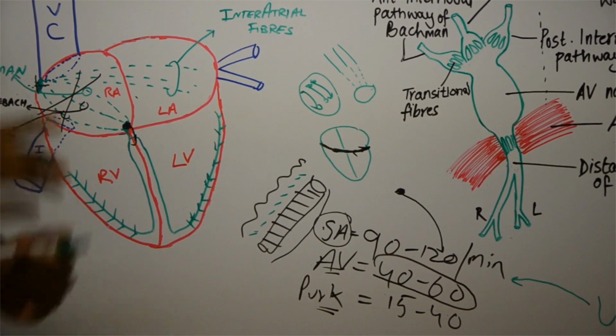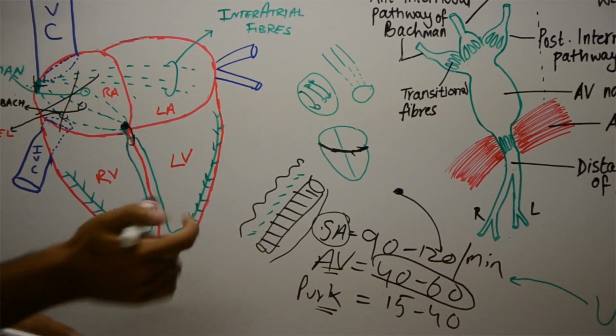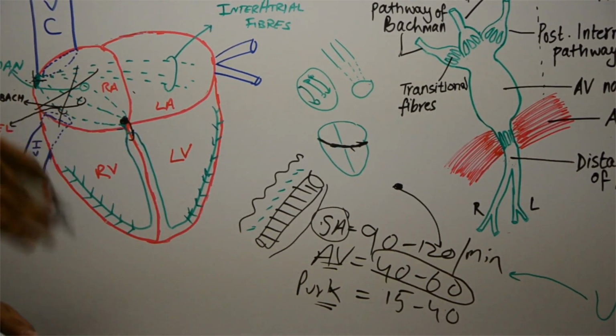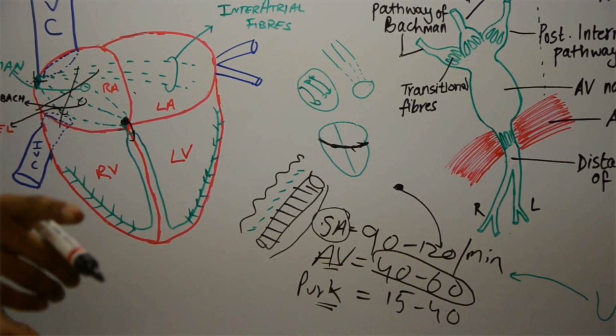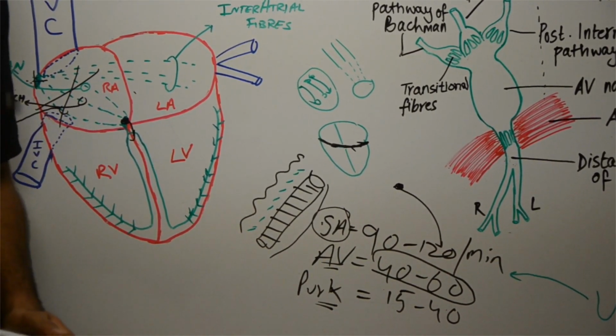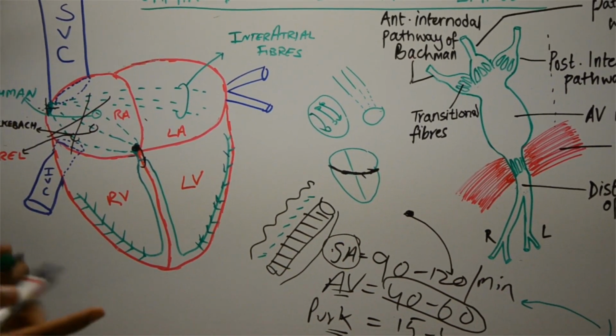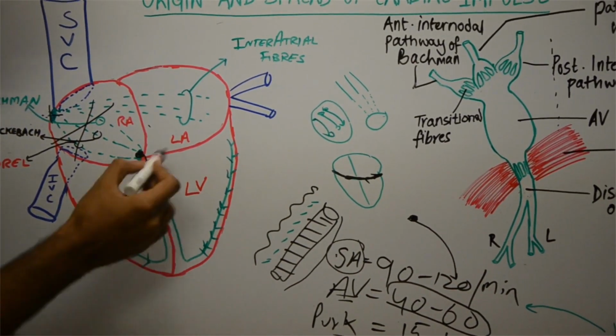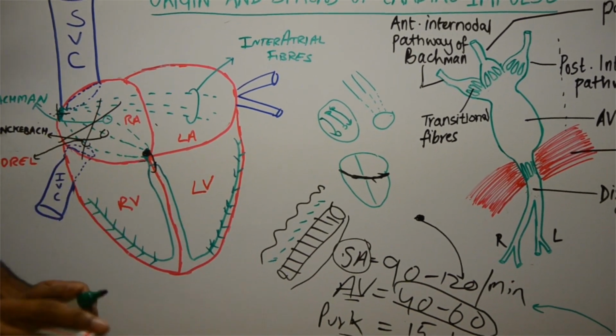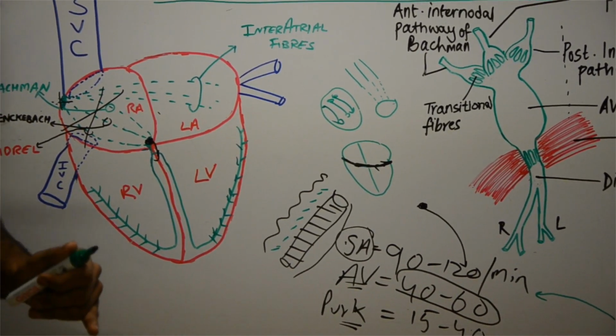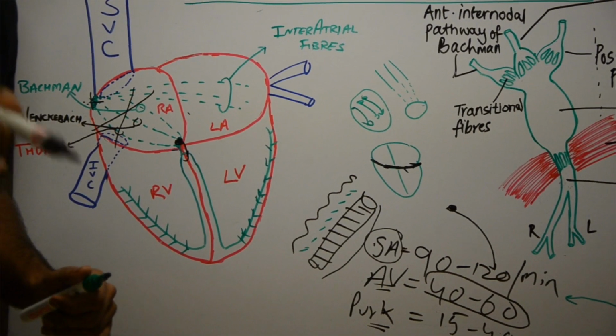Now remember, ectopic means any other pacemaker besides the SA node, and this is seen only in disease states. Normally the pacemaker is the SA node. Any other pacemaker in any other part of the heart, not necessarily the AV node, is known as an ectopic pacemaker, and that is abnormal.